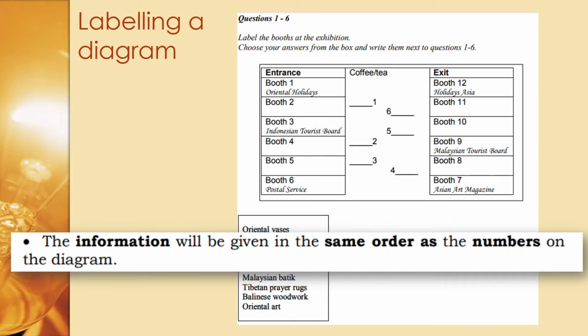Next, if you will be tasked to label diagrams or charts, keep in mind that the information will be given in the same order as the numbers on the diagram. This is also true in the listening test. So you do not need to randomly skip parts or skim parts to identify the answer. Remember that the information will be given in the same order as the numbers on the diagram or chart.